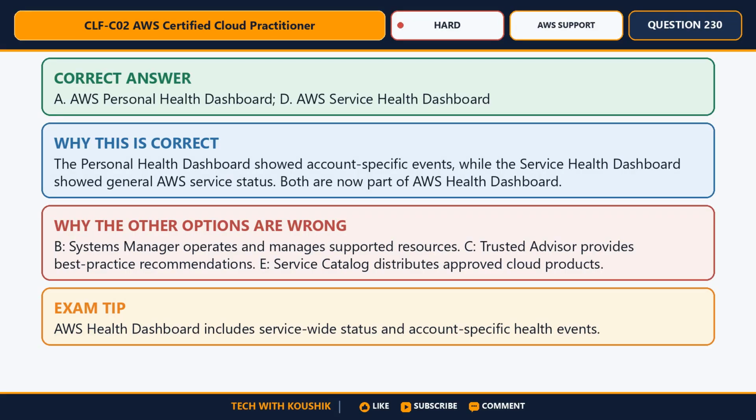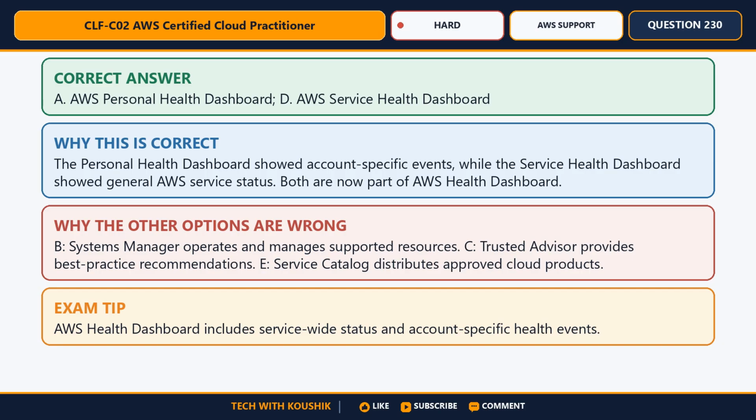The correct answer is A, AWS Personal Health Dashboard, and D, AWS Service Health Dashboard. Here is why. The Personal Health Dashboard showed account-specific events, while the Service Health Dashboard showed general AWS service status. Both are now part of AWS Health Dashboard.